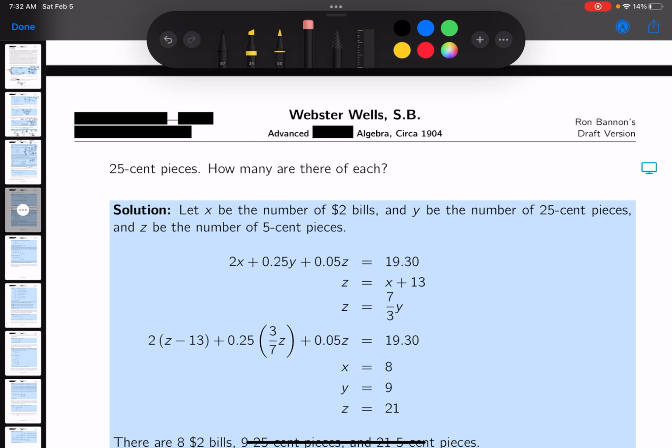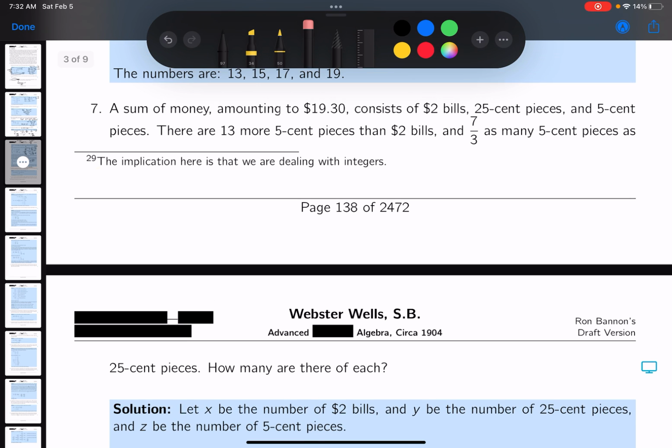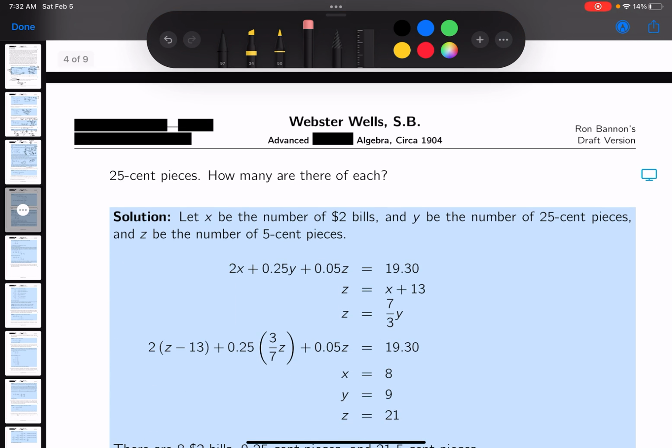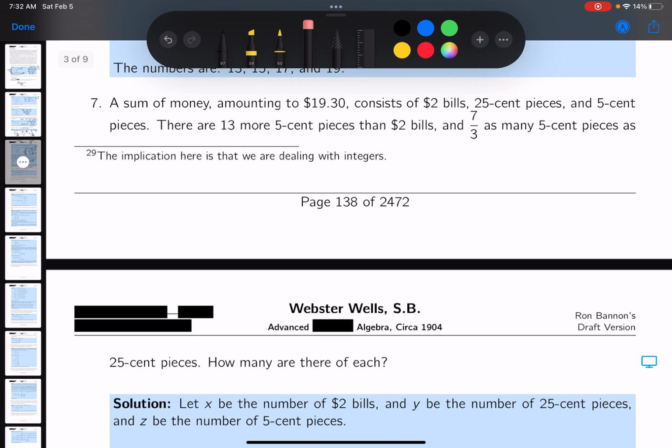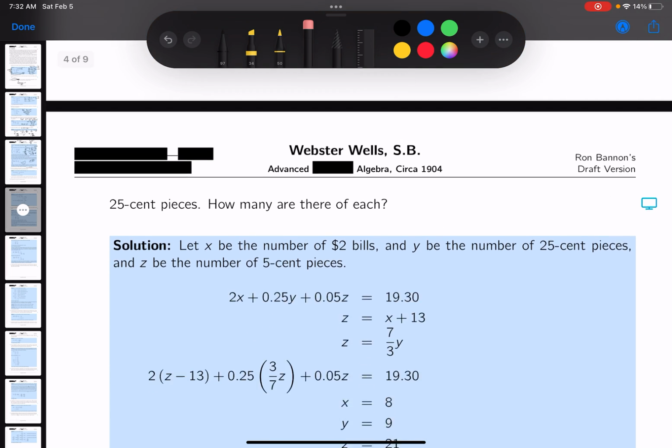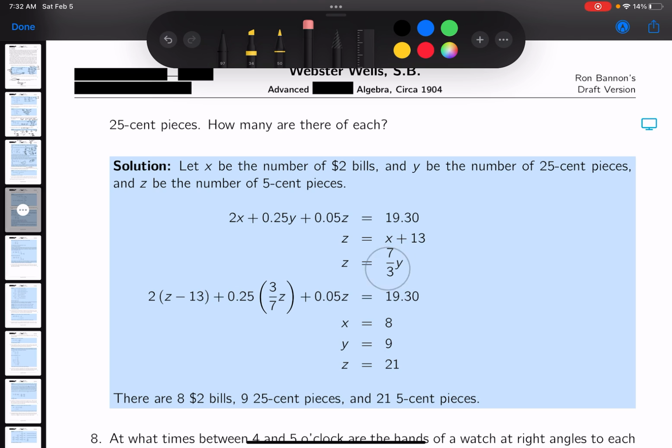The next thing I've got to do is go back and read it again. It says there are 13 more 5-cent pieces than $2 bills. So that's what this statement says: 13 more than the number of $2 bills would be the number of nickels. Now, I've got to be honest, the last thing they say is a little confusing, at least to most people. It says 7/3 as many 5-cent pieces as quarters. So 7/3 the number of quarters would be the number of nickels.